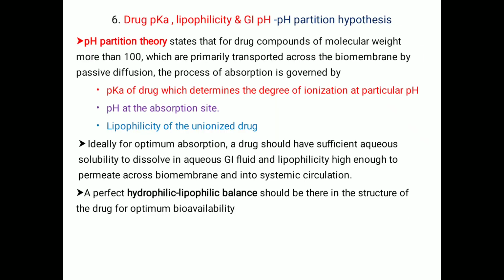So here, a very important conclusion of the pH partition theory is that a drug should have sufficient aqueous solubility so that it will dissolve in the aqueous GI fluid, and it should have sufficient lipophilicity so that it will easily permeate through the cellular membrane. That's why a perfect hydrophilic-lipophilic balance should be there in the structure of the drug for optimum bioavailability. Okay, so these are the physicochemical properties of the drug which mainly affect drug absorption.